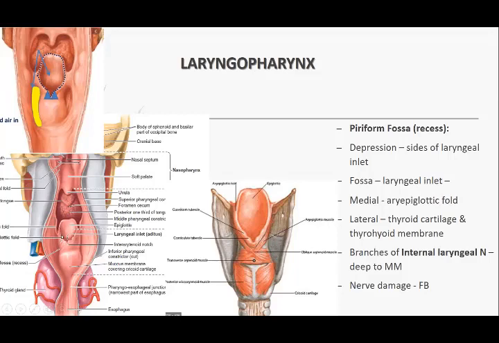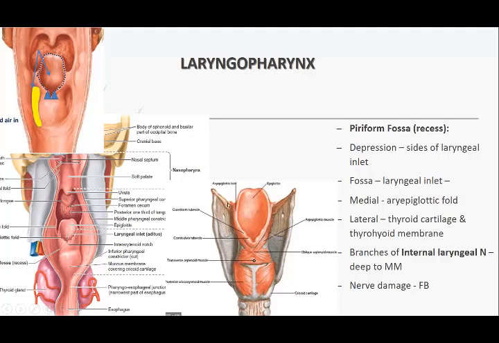Okay? So if you look at it carefully, lateral is the piriform fossa, and medial to the piriform fossa you have this fold, which is called the epiglottic fold. It is this fold that separates the laryngeal inlet from the fossa. This fold, the epiglottic fold, will extend forward to here.